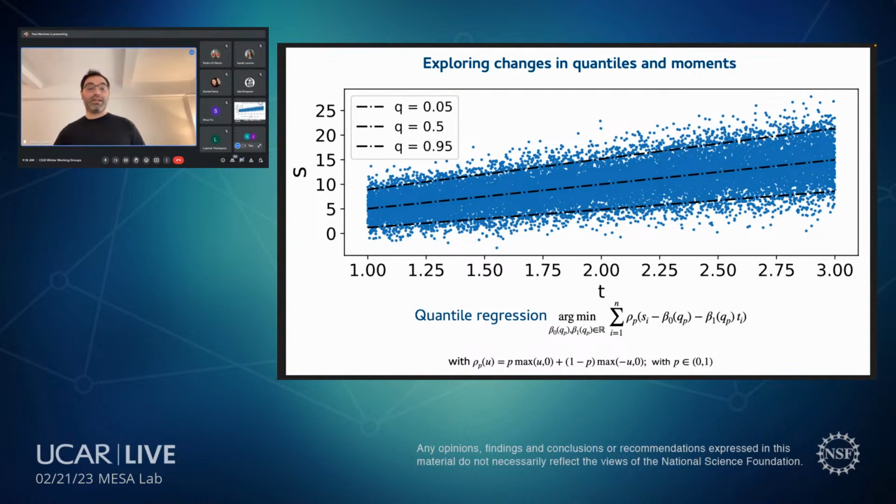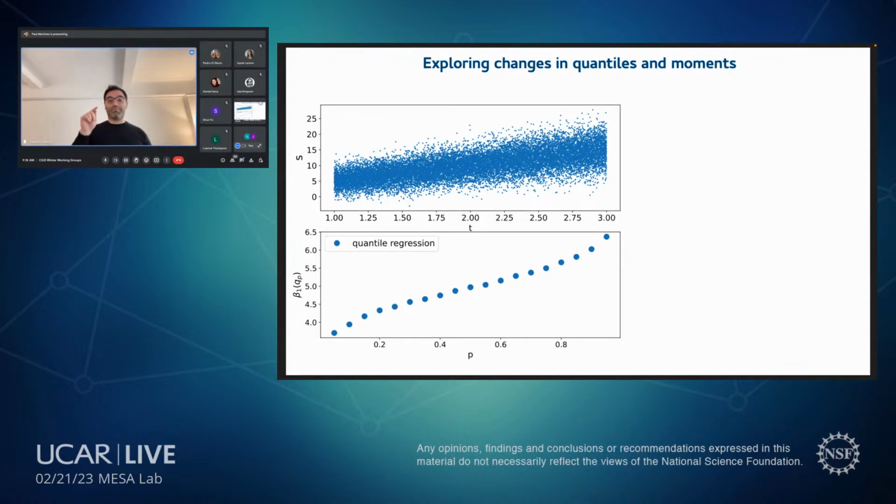Next slide. And here, you can see changes in all the quantiles of the distribution from 0.05 quantile to 0.95 quantile. On the x-axis, you see the probability level of each quantile, and on the y-axis, there's the slope. Next slide.